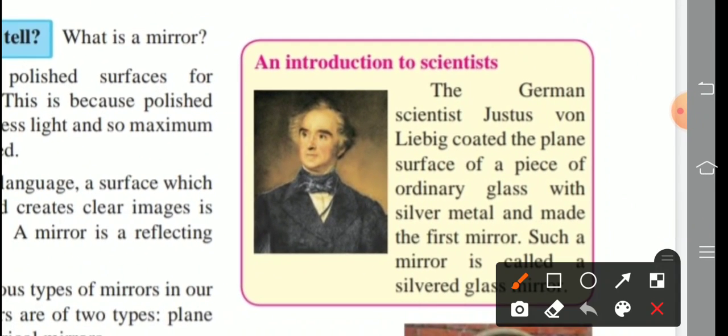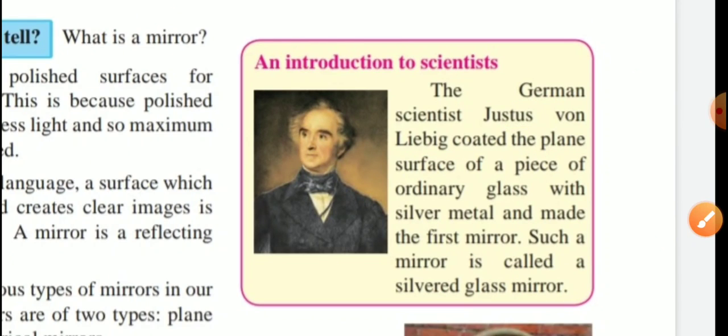The German scientist Justus von Liebig coated the plane surface of a piece of ordinary glass with silver metal and made the first mirror. Who made the first mirror? So answer is given here. German scientist Justus von Liebig. Such a mirror is called as what? Silvered glass mirror, because on a glass surface coating of silver given by the scientist, and that's why that is called as silvered glass mirror.